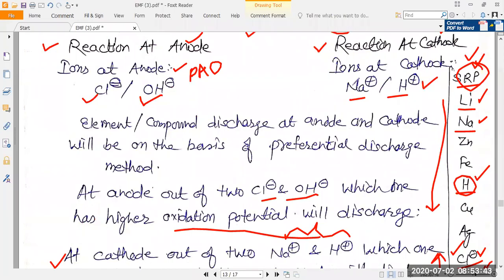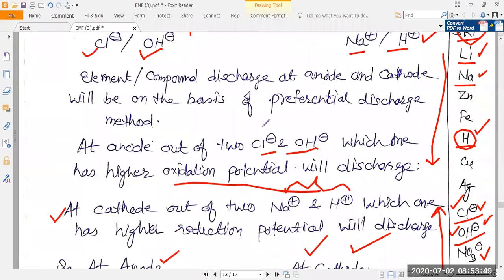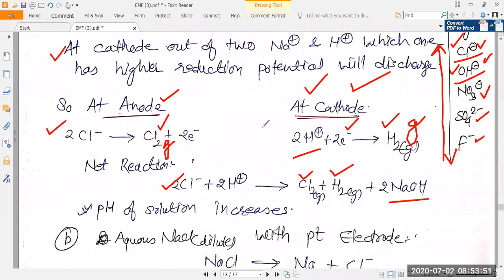So here Na and OH remain in the solution. Na and OH form NaOH. So the solution becomes alkaline after some time. This is the product of electrolysis of concentrated NaCl. So I hope the point is very clear to you.